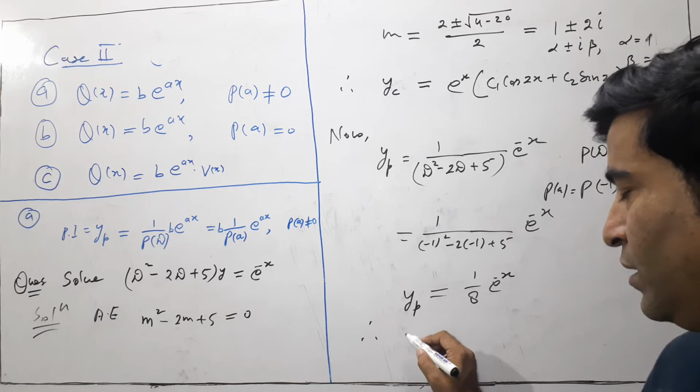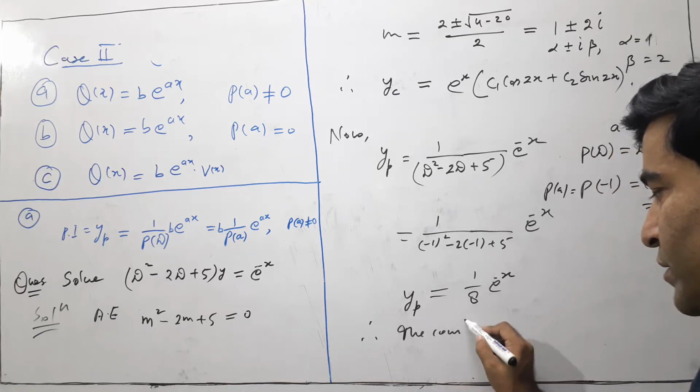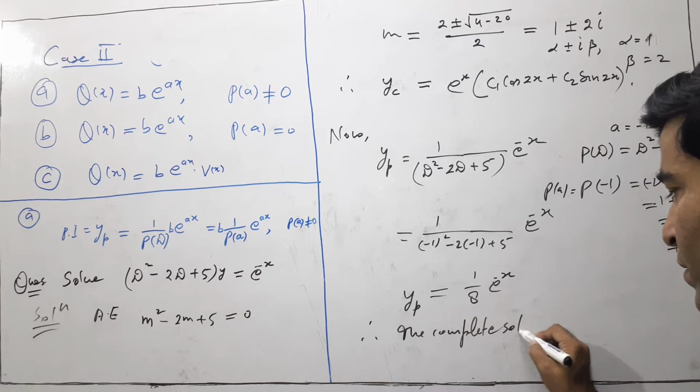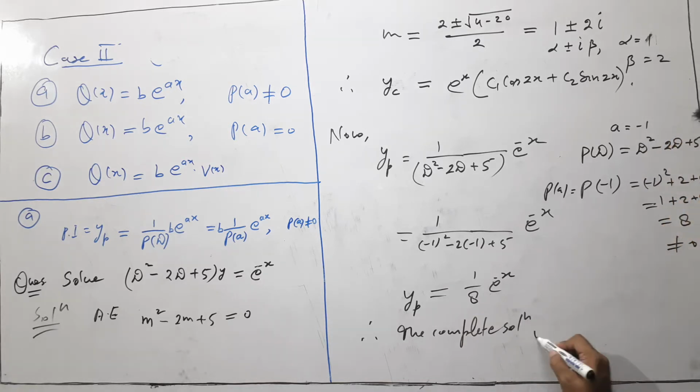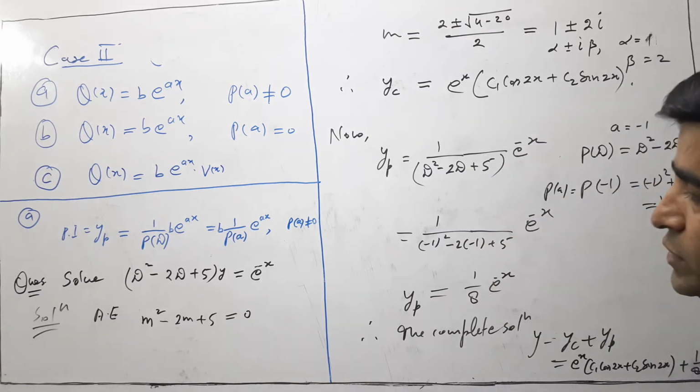Hence the complete solution of the given differential equation, y is equal to y_c plus y_p. Y_c means the complementary function, which is e to the power x (c1 cos 2x plus c2 sin 2x) plus 1 by 8 e to the power minus x. Okay, so this is the complete solution of the given differential equation. Some more examples on this case we have.